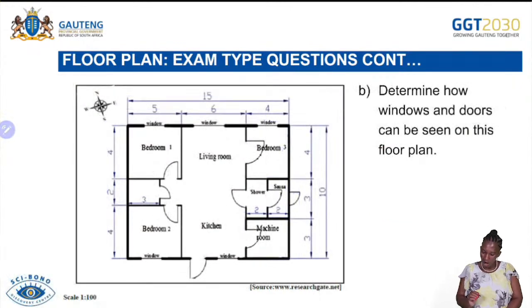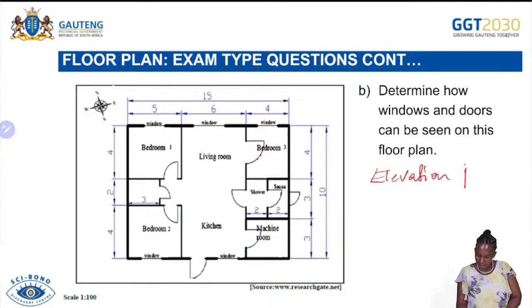Now, this is a repetition, sorry about that, because it says determine how windows and doors can be seen on the floor plan. Like we said, it is an elevation plan. Let's move on.